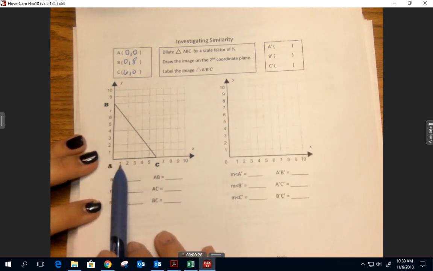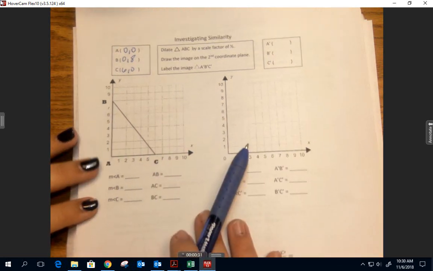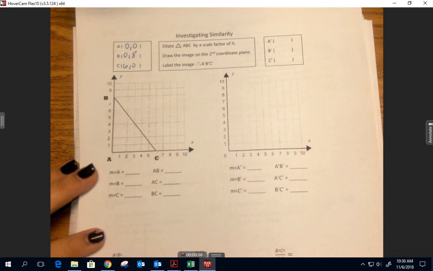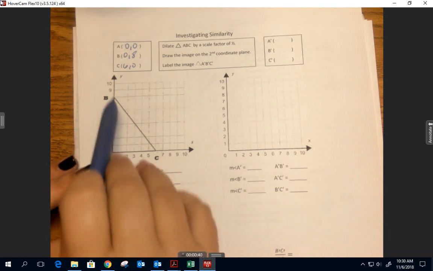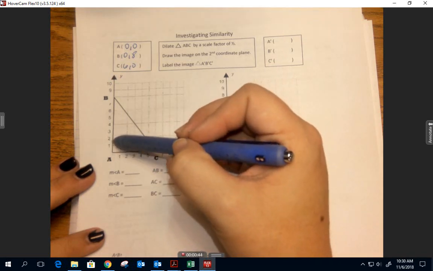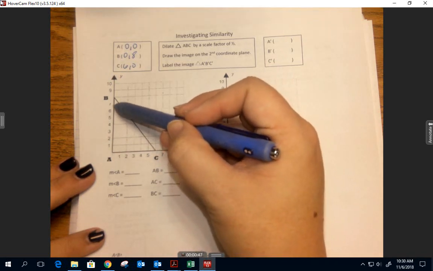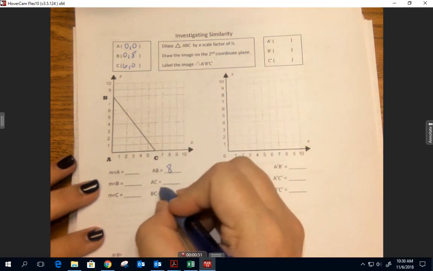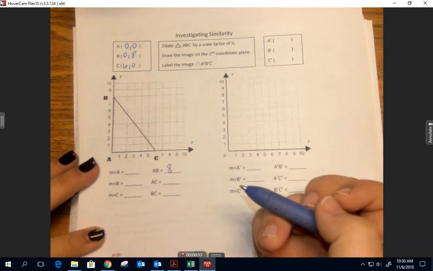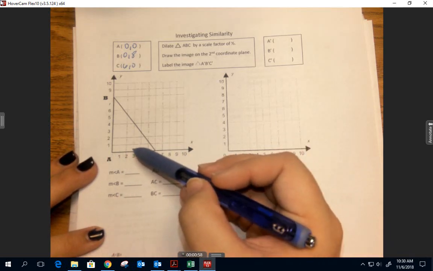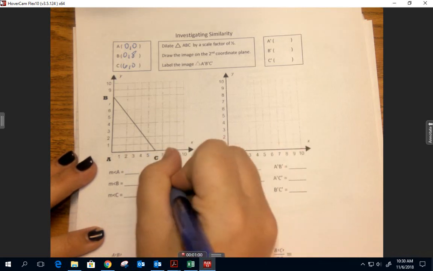Alright, so now here we have our triangle. We're going to find the measures of the angles and the sides of this triangle. Let's start with the sides. Side AB, easy enough to find the measure. We can just count: 1, 2, 3, 4, 5, 6, 7, 8. 8 units. Side AC, it's a straight line, so we should be able to count the units. So we have 1, 2, 3, 4, 5, 6 units.